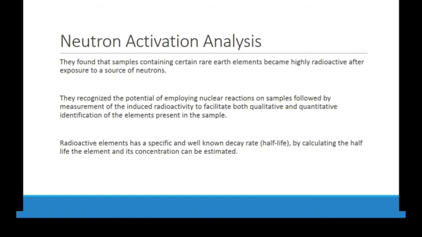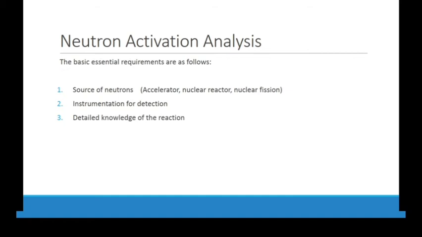Okay, the parent compound must decay into a daughter element. So everything is defined. Then you will analyze, by half-life or different methods of analysis, which type of radioactive element is present, and you can also estimate the concentration. Now, what are the basic required sources of neutrons?